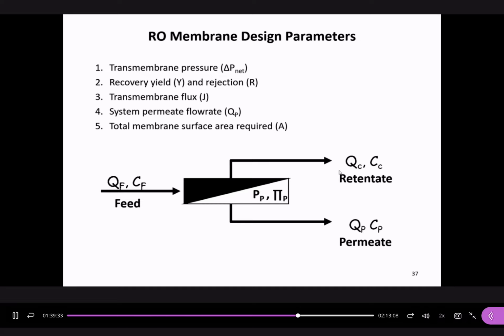Here are a number of design parameters you should pay attention to. The first one is transmembrane pressure, TMP. The pressure, the driving force. Yield, how much water you can recover, what's the percentage. Rejection, that's easy to understand. If you have 10 gram per liter, say salts, this is just one example, and in the permeate it's 1 gram, what is the rejection? From 10 to 1, rejection 90%. Then transmembrane flux. Flux is how much water you get. Permeate flow rate Q, and total membrane surface required A.